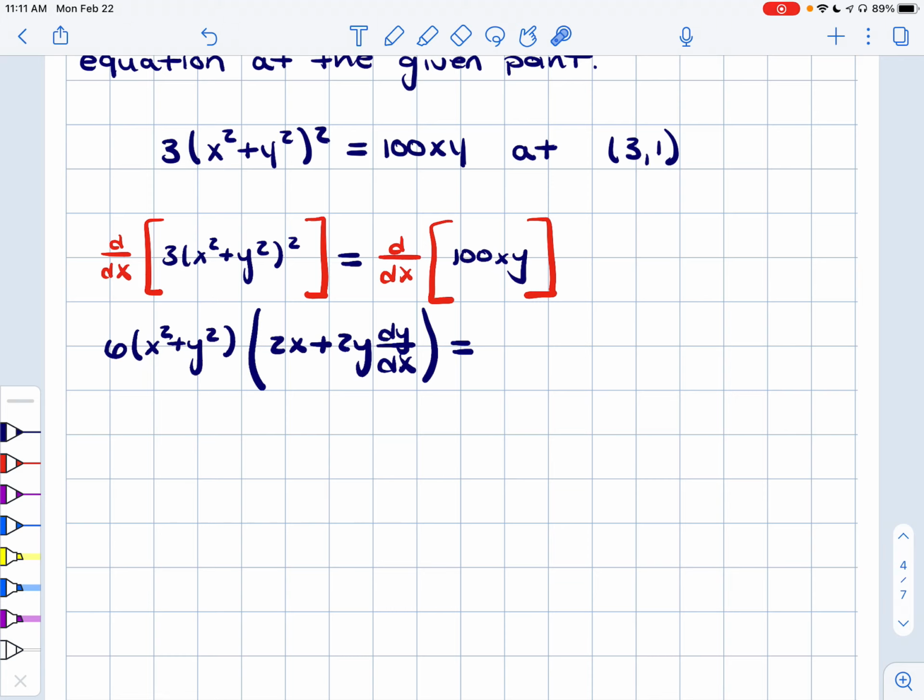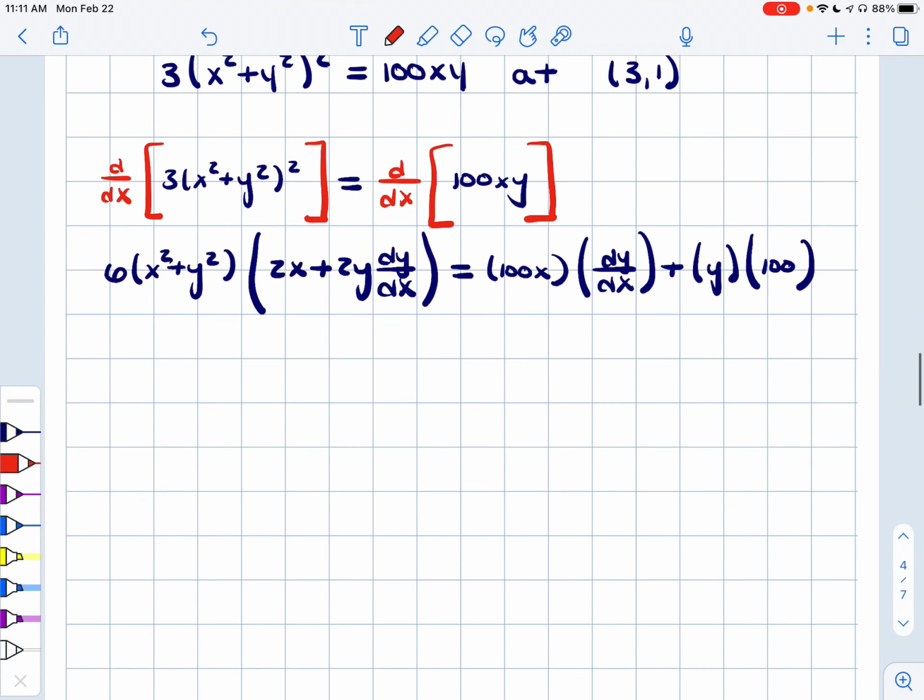All right, so the right-hand side, we have 100x times y. So this is going to have to be a product rule because we have the x times the y. Okay, so product rule, we're thinking first times the derivative of the second. So derivative of y is just 1, but then chain rule, so times dy/dx. Okay, and then plus the second times derivative of the first. The derivative of 100x is just 100.